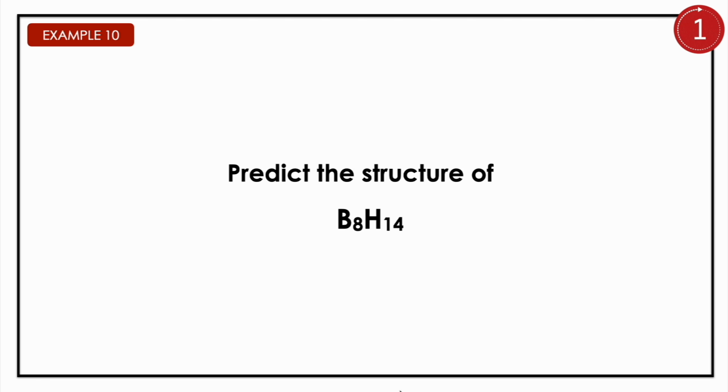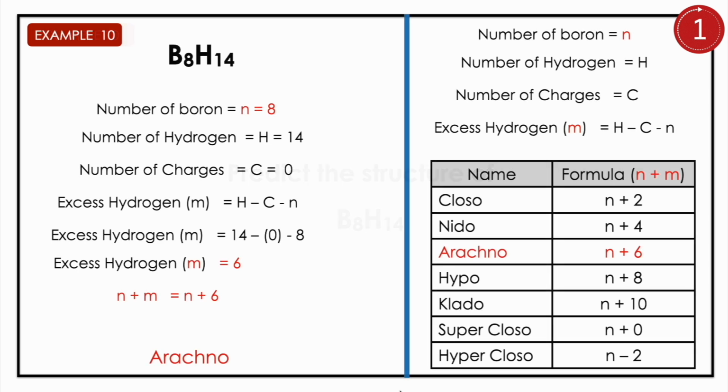Then the next example, here you have B8H14. You should find the structure of the compound using Wade's rule. Here B8H14 is given. It is a simple borane, so the answer is straightforward. Find the excess of hydrogen. We should find the number of borons, which is N, equal to 8. Then the number of hydrogens, which is 14, so H is 14. Then the charge. There is no charge, so C equals 0.